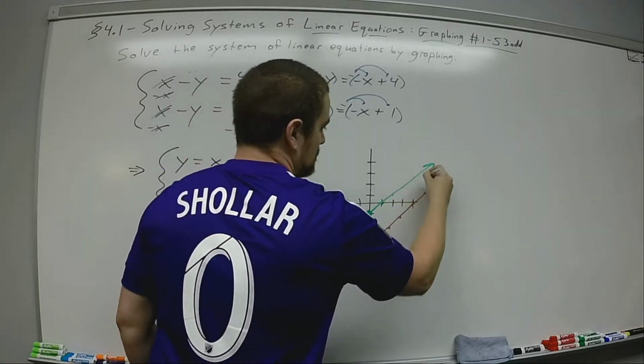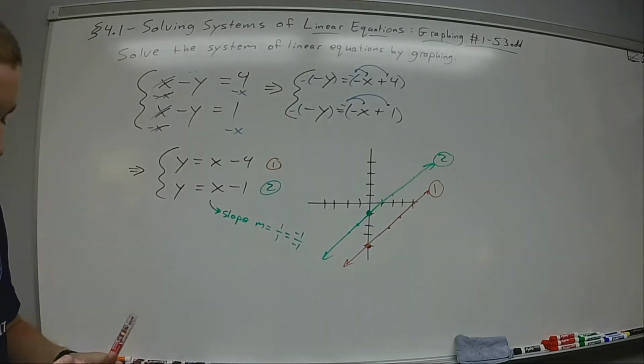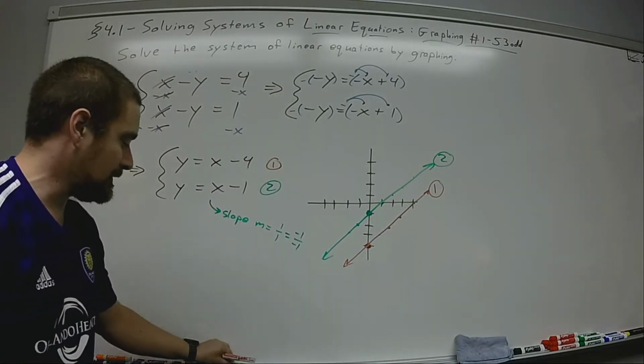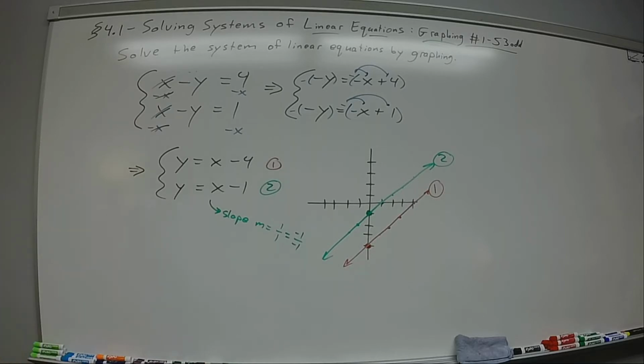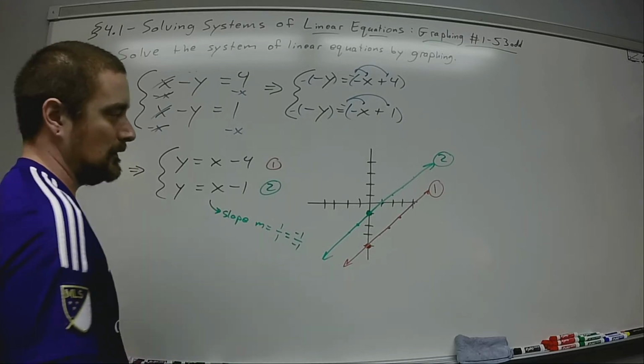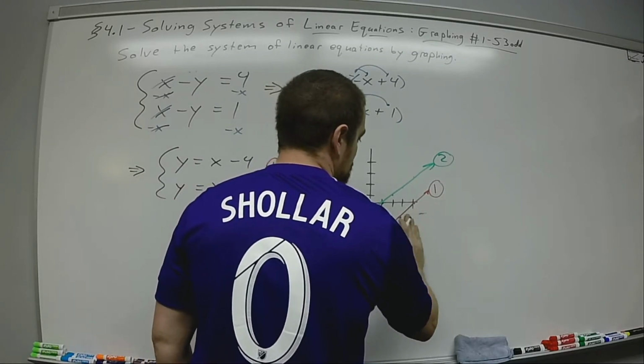Now, we've already seen this situation before where we had 2 lines with the same slope. We used the definition of parallel lines when we talked about those. And that's exactly what's happening here. These two lines are parallel. They will never intersect. So we've got these two lines that are parallel.